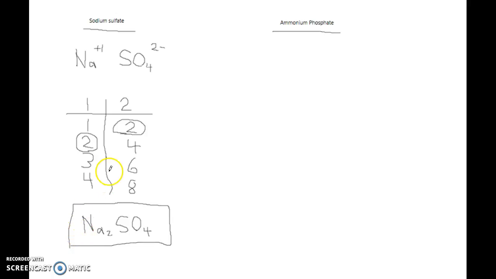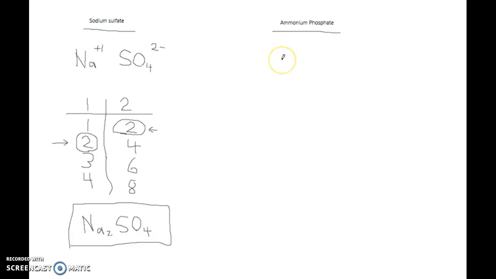Notice something very interesting. When you set up the two columns to find the lowest common multiple, this is the second multiple of 1. So the second multiple of Na, so that means you need 2 Nas. And this is the first multiple of the charge of sulfate, so you need only 1 sulfate. It sets up very nicely that way.